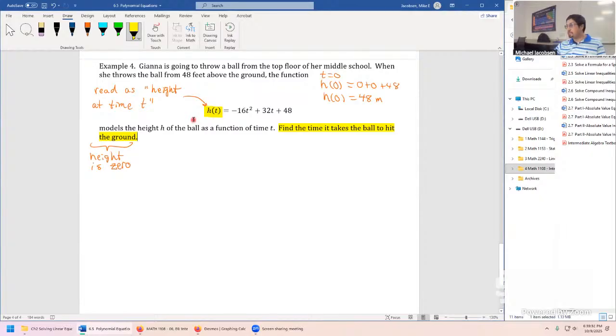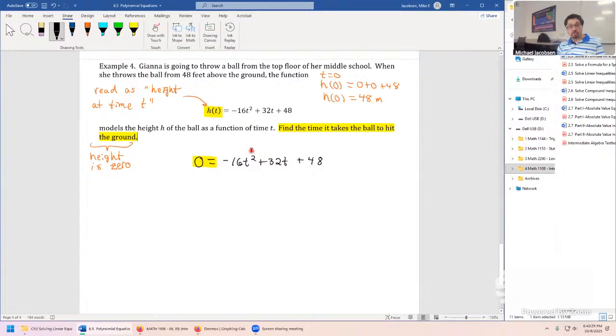So this is kind of a nice problem in a way. It's just kind of confusing because we're given a quadratic equation on the right. We're given something called a function, but all we're really doing is plugging in a 0 right here. So the very first step is to go 0 equals negative 16t squared plus 32t plus 48. So that's our one big step to solve the problem.